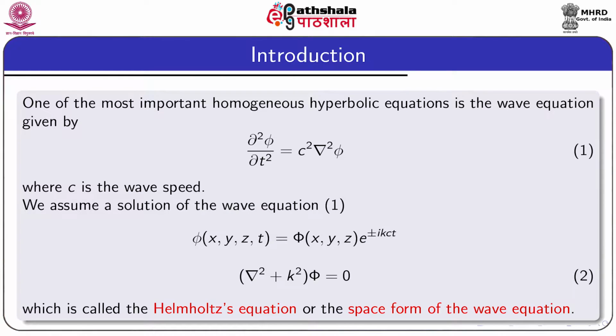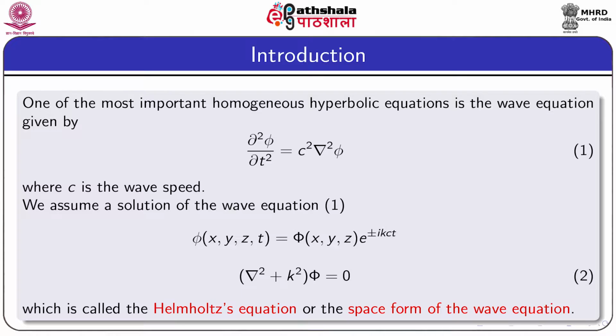As I have told, one of the most important hyperbolic equations is the wave equation. The wave equation is given by del 2 phi del t square equals c square grad square phi, which is written in equation number 1, and this c represents the wave speed.